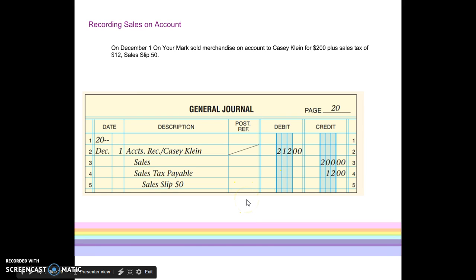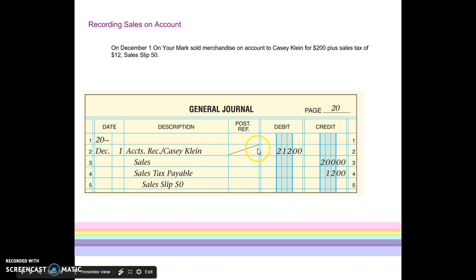Now, to journalize this transaction, it would look like this. Let's say, for example, we are in journal page 20. So on December 1st, accounts receivable / Casey Klein, because we have to indicate now which customer is making this purchase or we are selling to, $212. Sales of $200, sales tax payable, $12. Sales slip 50 is the source document used to transact this transaction.